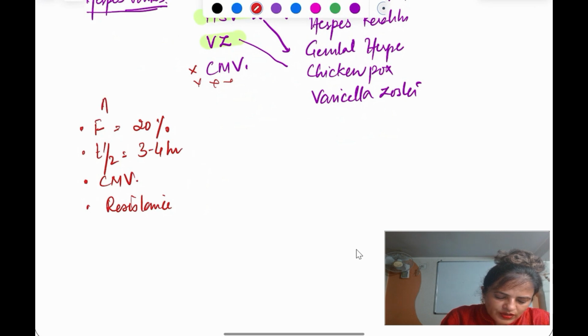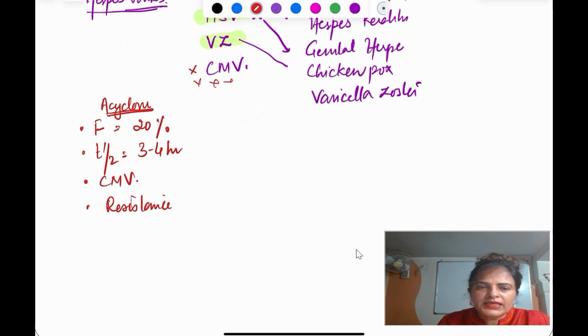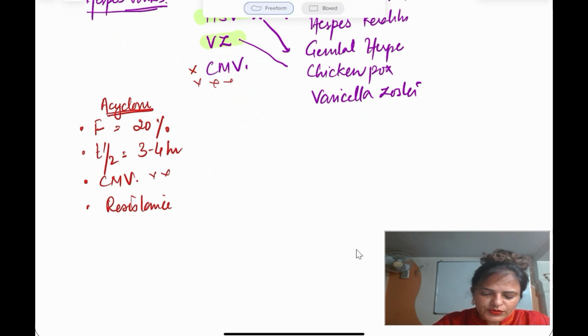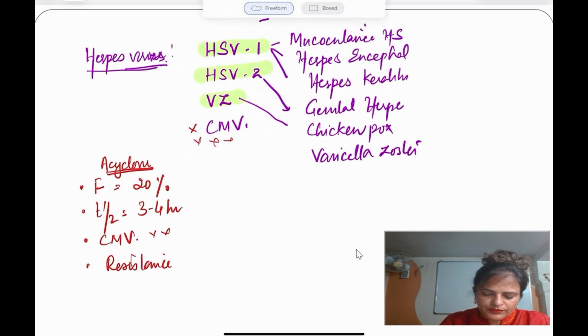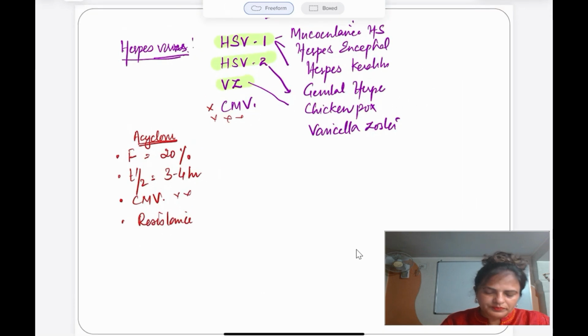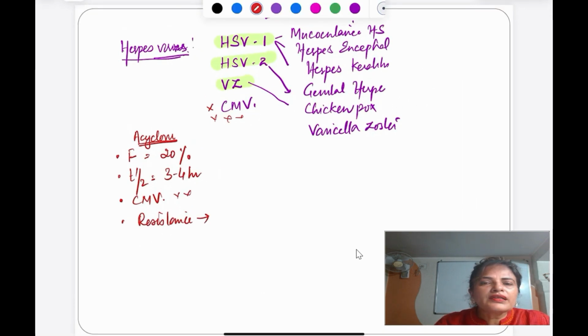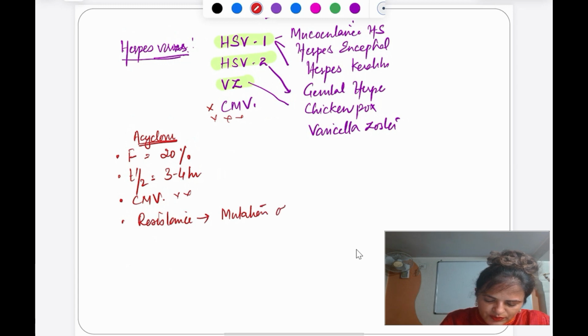So acyclovir: its bioavailability is less, half-life is less, and it is not effective against cytomegalovirus. Then resistance. Resistance developed due to what? Because it needs viral specific thymidine kinase. So there is a mutation in that virus specific thymidine kinase, because of the mutation of viral kinase.